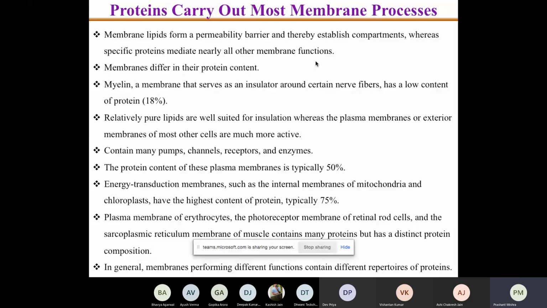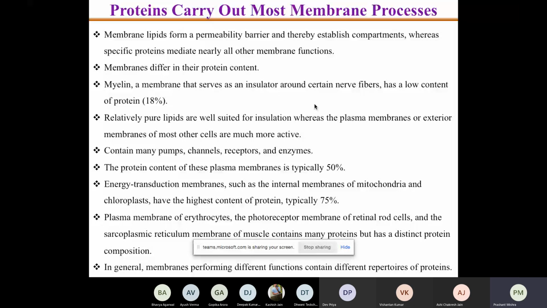For example, mitochondrial membrane will have a huge number of enzymes which are responsible for the energy production or ATP synthesis. So that way, each membrane will have a different composition. I have taken an example, which we talked about in the last class also, myelin, a membrane. Where is myelin present? In the nerves. Yeah. So it is a membrane that serves as an insulator around the nerve fiber.